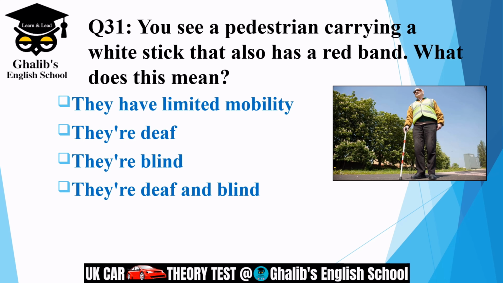Question 31. You see a pedestrian carrying a white stick that also has a red band. What does this mean? So if you look closely, you can see this white stick has 3 red bands. What does it mean? It means they have limited mobility, they are deaf, they are blind, they are deaf and blind. So this stick indicates that they are deaf and blind.